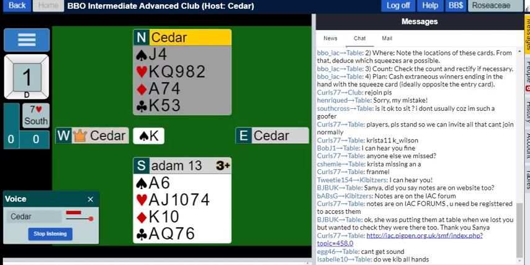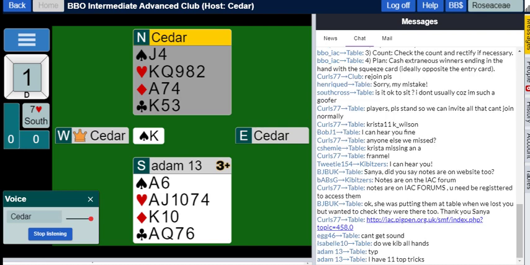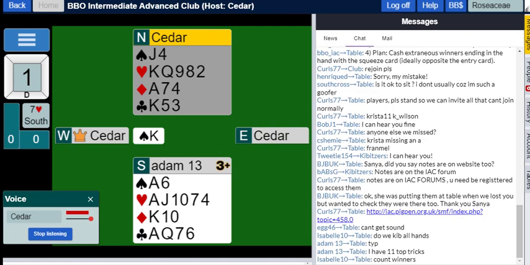Okay, Adam, now you're going to have to type to the table so everybody hears this, and me too, since you're not on the Skype call with Kathy. This is the point, of course, where you do your normal due diligence of working out all the possible lines for making the contract. Can you tell me what's the first step of due diligence? Nothing to do with squeezes yet. Yep. Okay, so you need two more. Well done. Count winners, and it's 11. You need two more as the next step.